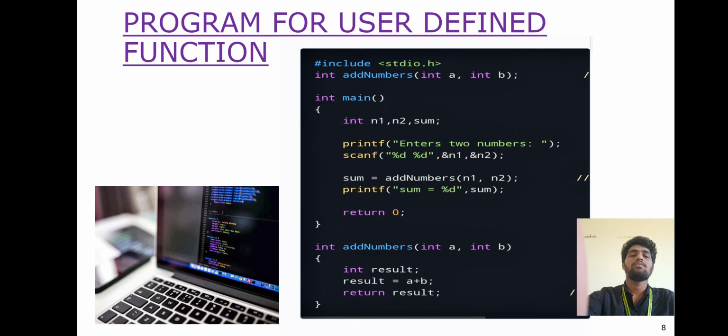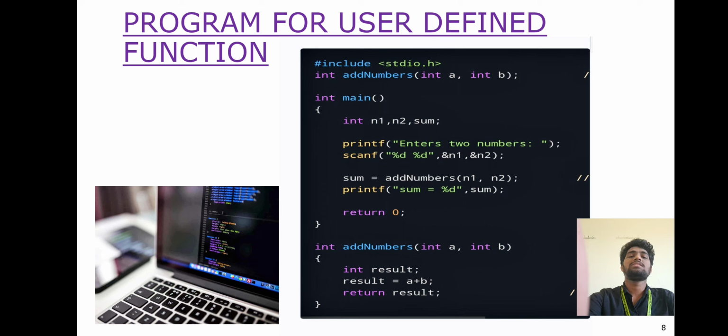Here we have a program for a user-defined function. First we write a header file, and we declare a function of int return type. The function name is addNumbers, and int a, int b is the list of data variables, also known as actual arguments.